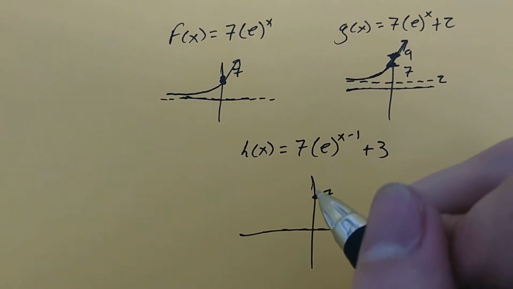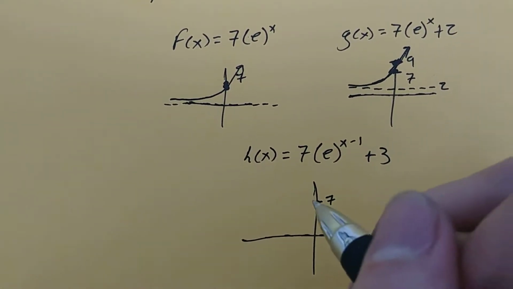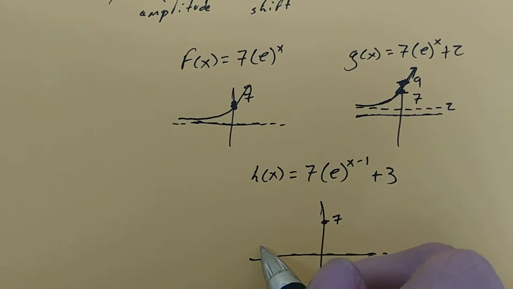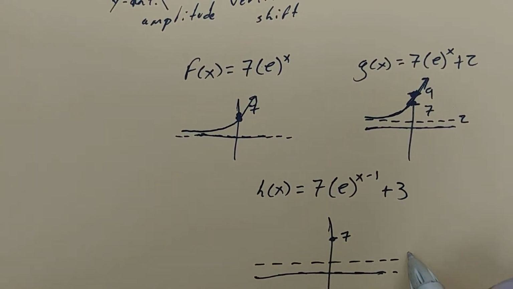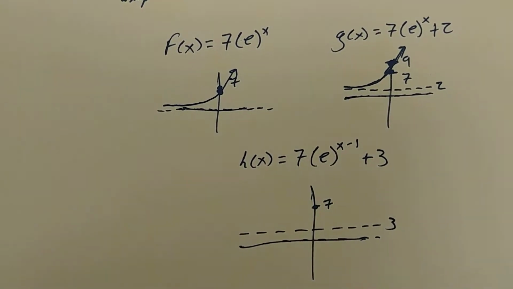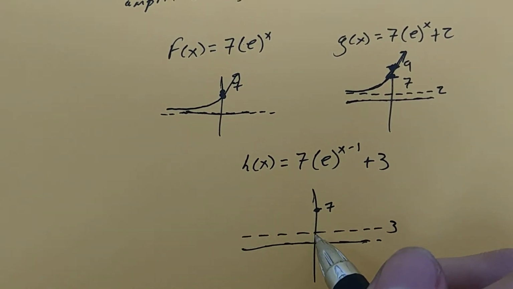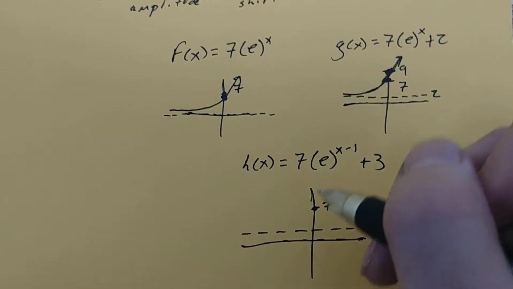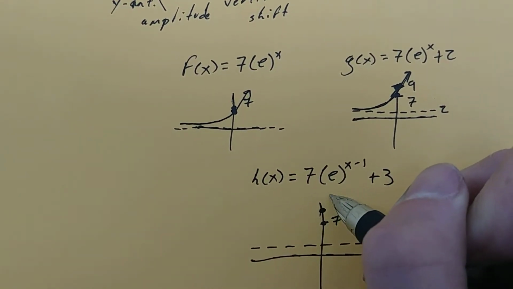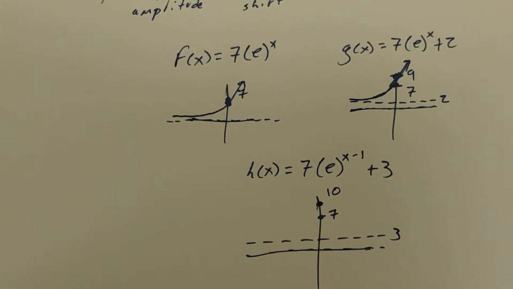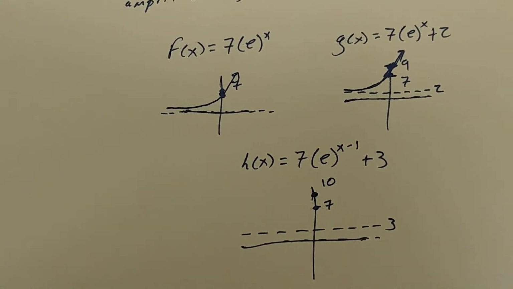Now, everything has to be shifted up 3 units. So my asymptote is going to shift up 3 units. There's my asymptote shifted to 3. My asymptote is 3 units up. This 7 has to also shift 3 units up. It's not at 7 anymore. Now it's at 10, shifted 3 units up.